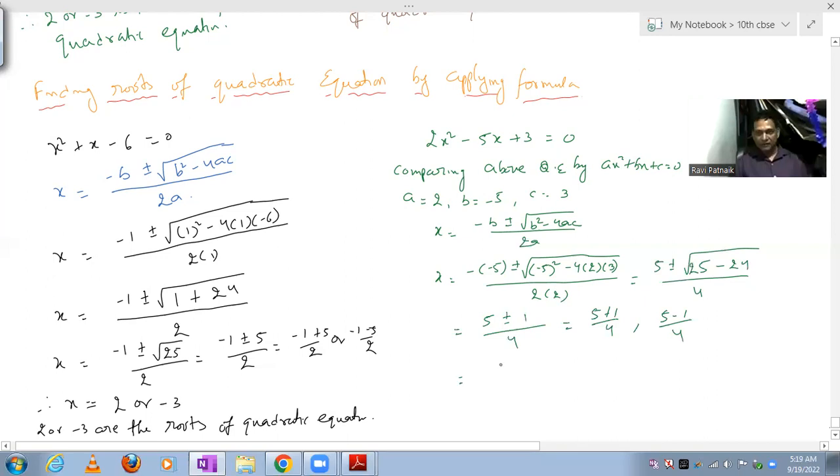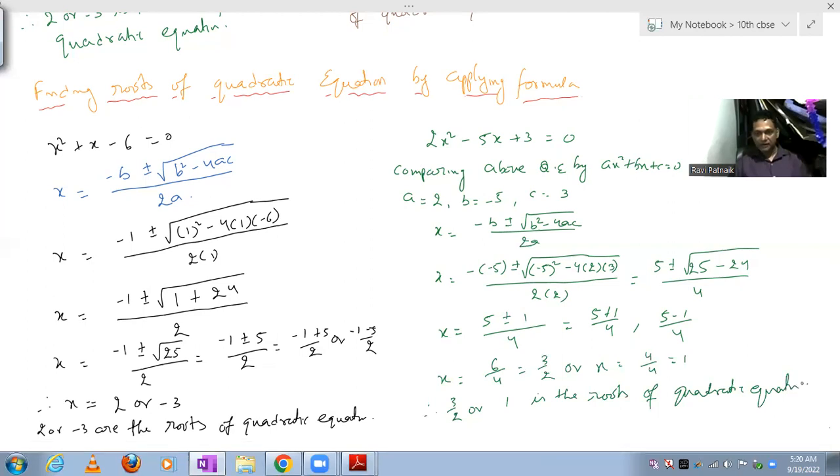So that is equal to 6 by 4. That is equal to 3 by 2. Or x is equal to 4 by 4. That is 1. Therefore, 3 by 2 or 1 are the roots of the quadratic equation.